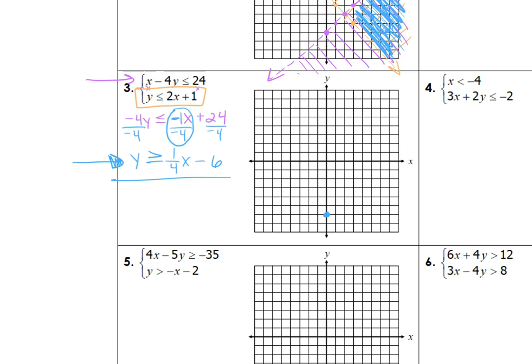Up 1 to the right 4. Rise and then run. Up 1, 1, 2, 3, 4 to the right. Solid or dotted line? Solid. Ooh, not a great solid line. Sorry about that. So there's your line. You're going greater than. So where are you going? Above. Greater than would be here.